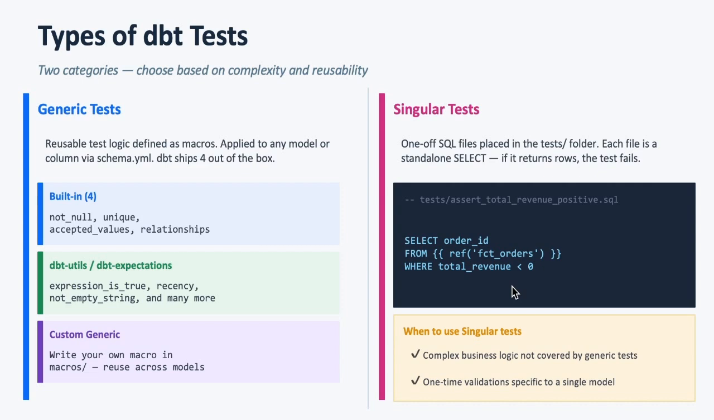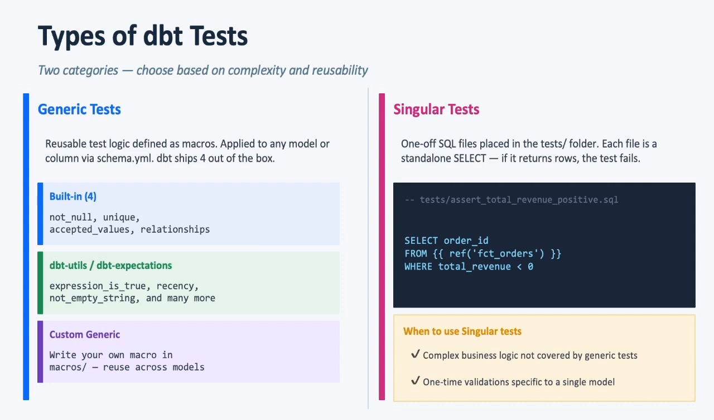Clean and straightforward. So when should you use singular tests? Use them when your validation logic is complex, something the generic test can't express easily, or when it is a one-time check specific to a single model that doesn't need to be reused anywhere.